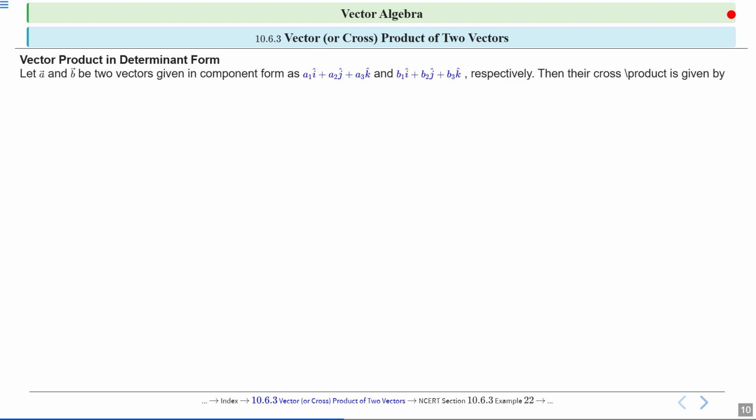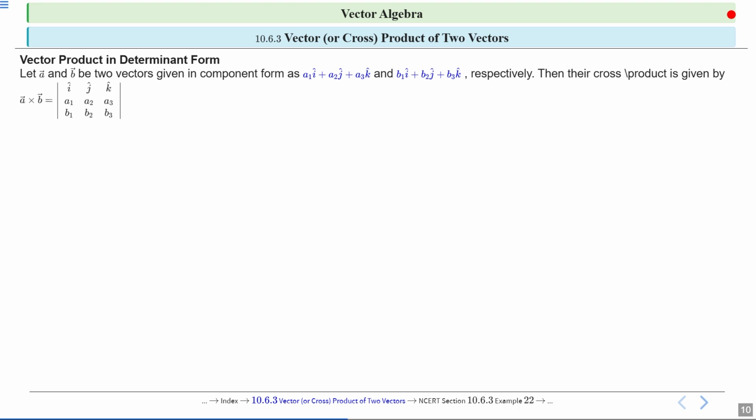Let's start by considering two vectors, A vector and B vector, each written in component form. A vector is a1 i cap plus a2 j cap plus a3 k cap, and B vector is b1 i cap plus b2 j cap plus b3 k cap. Here i cap, j cap and k cap are unit vectors along the x, y and z axes. So we are going to find the cross product of these two vectors.